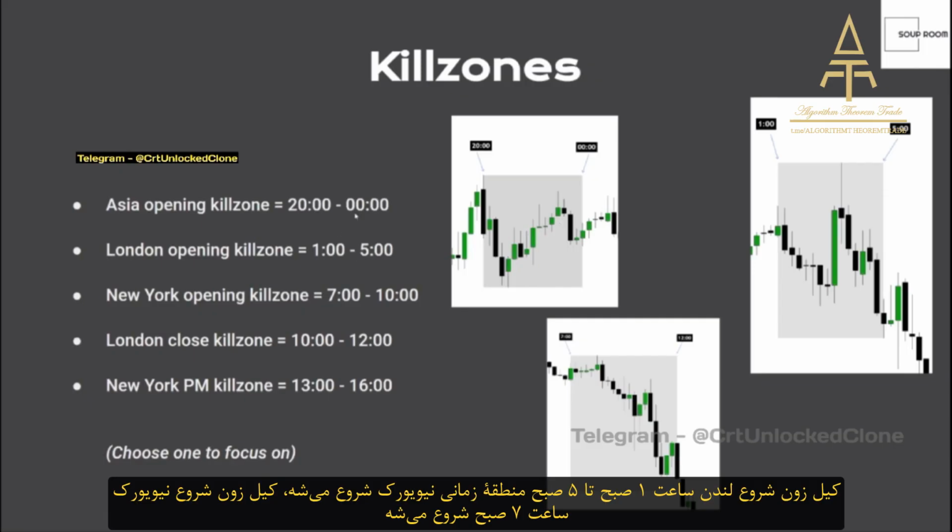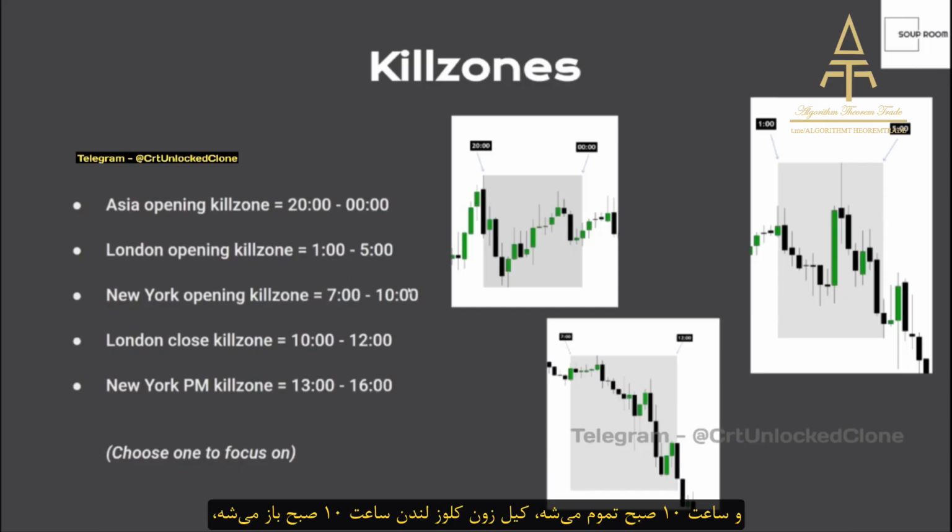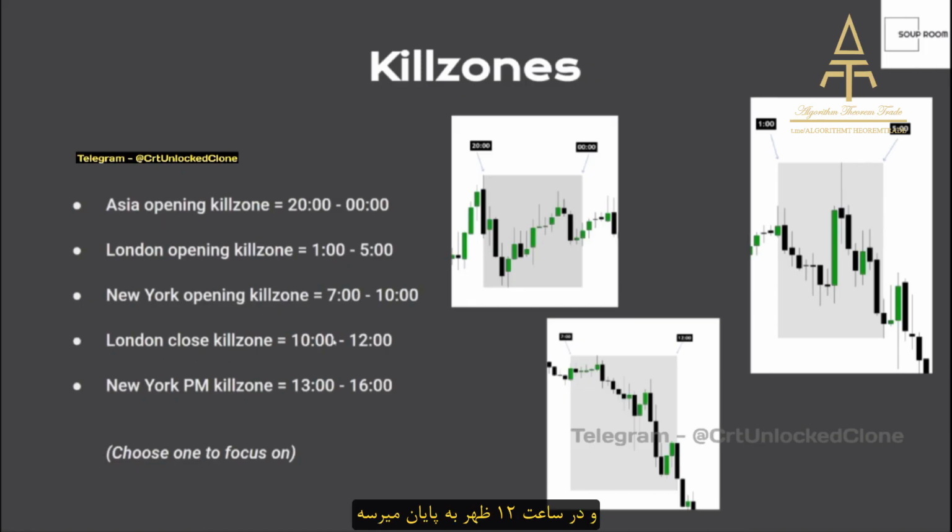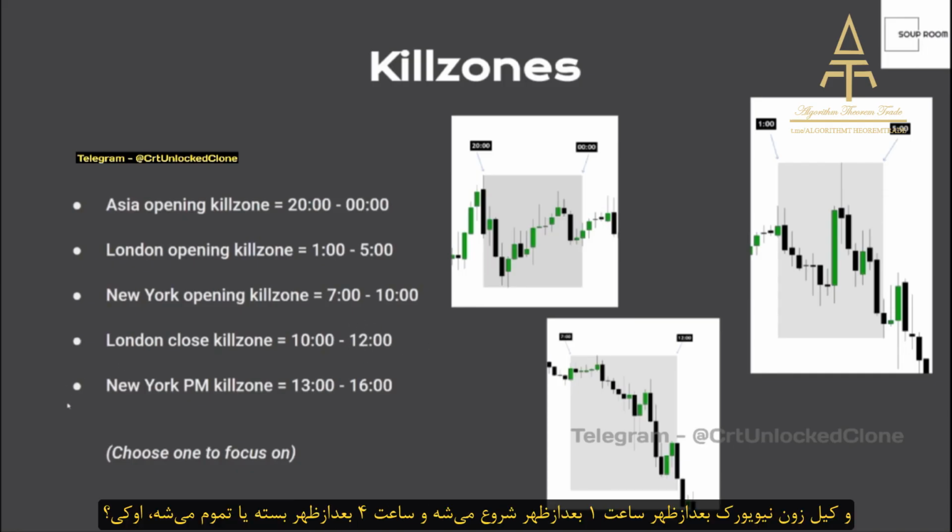London opening kill zone beginning at 1 a.m. up until 5 a.m. New York time zone. The New York opening kill zone beginning at 7 a.m. and ending at 10 a.m. The London close kill zone opens at 10 a.m. and ends at 12 p.m. lunchtime. And the New York PM kill zone begins at 1 p.m. and closes or ends at 4 p.m. Okay?